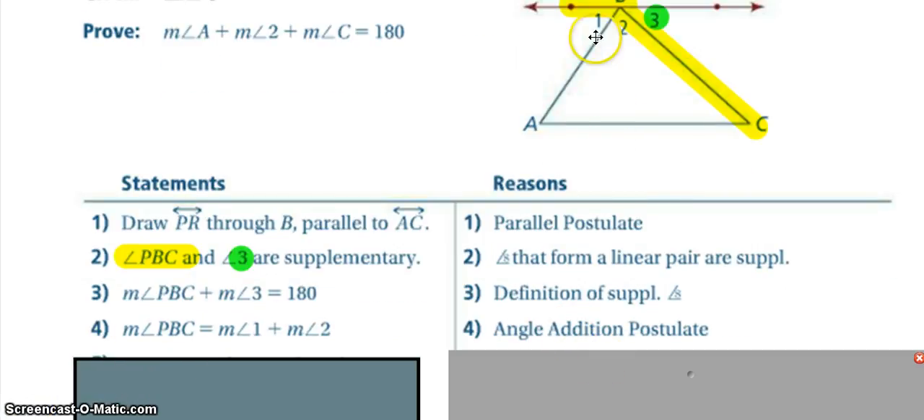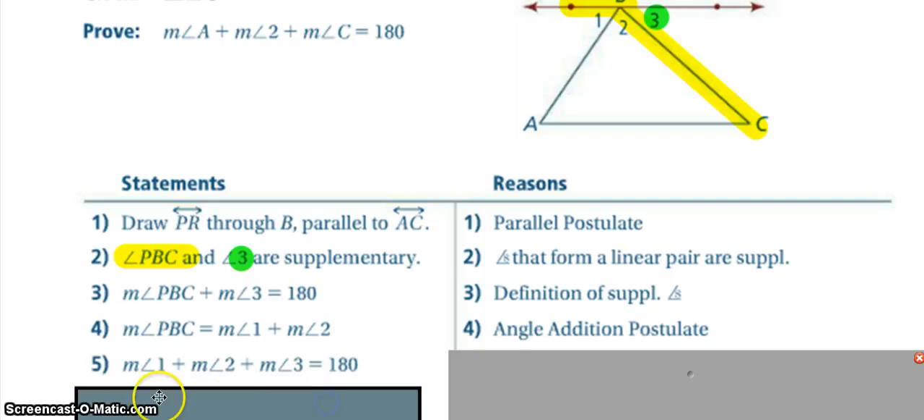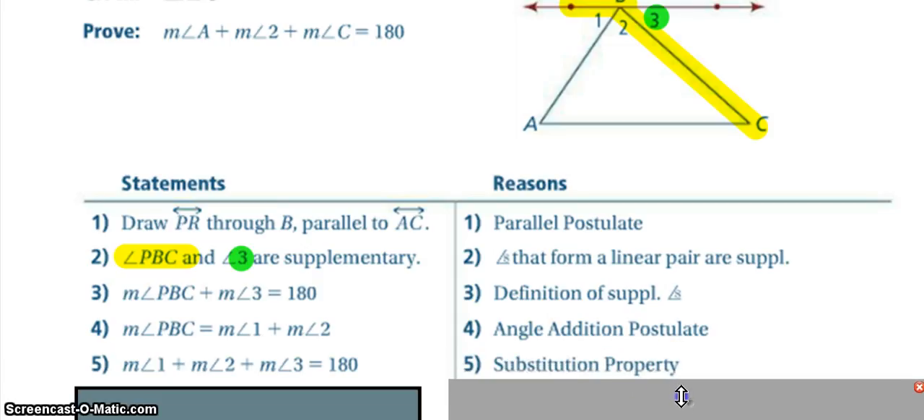Because we had originally combined angles 1 and 2, we can now use the angle addition postulate to restate angle PBC as the addition of angle 1 and angle 2. Because up here I used PBC, I can use that same statement but replace angle PBC with angle 1 and angle 2, and add that with angle 3 to equal 180. All we did was substitute.